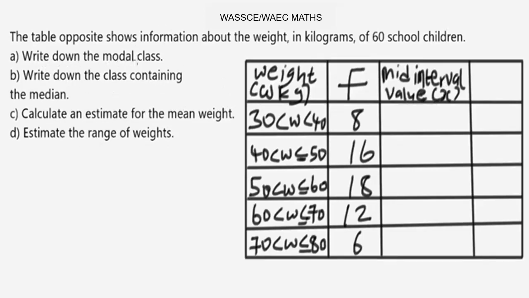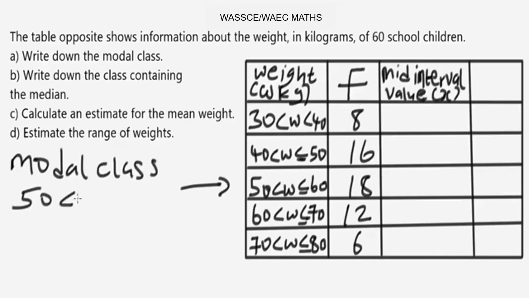Alright, now it says write down the modal class as usual. Modal, that's the mode. The modal class will be the highest occurring frequency. That's the value occurring the most. Alright, so when you check this grouped frequency table we have here, the highest occurring frequency is 18. Thus the weight under 18 is this weight you have here. So the modal class will be 50 is less than W, that's weight, less than or equal to 60. Alright, so that will be the modal class: 50 is less than W, less than or equal to 60.